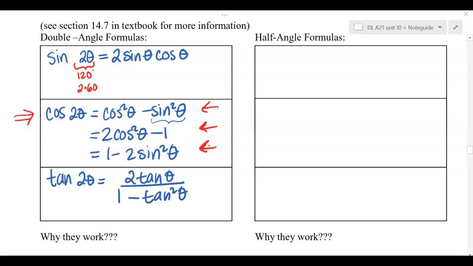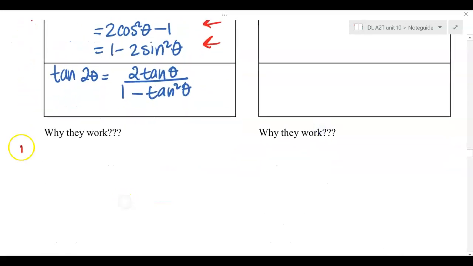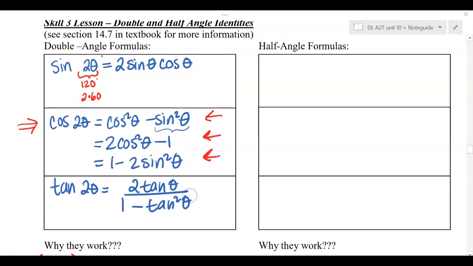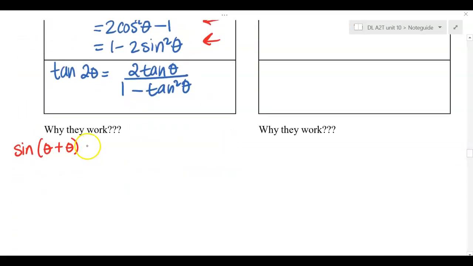So why these work, and again, if you need to copy them down, pause. Why these work basically comes from the idea that, sorry, I'm not going to use tangent, I'll look at sine. Double an angle is like adding 2 of them together. So another way to write 2 theta would be theta plus theta. So I'm focusing on this one right here. I could write this like that, and we already have a sum formula. Your sine sum formula said it would be sine of the first angle times cosine of the second angle plus cosine of the first angle times sine of the second angle.